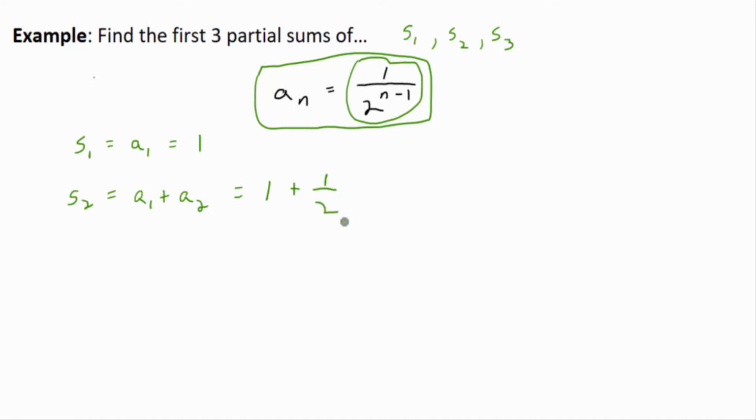1 over 2. And then S3, you guys do S3 for me. And you can use what we already have. In general, it's A1 plus A2, which we know, plus A3. So figure out what that would be. You don't have to do the arithmetic if you don't want to. Just, what would the next term be? I heard it. So what do you get? 1/4. Oh, but you need other stuff. 1 plus 1/2 plus 1/4.